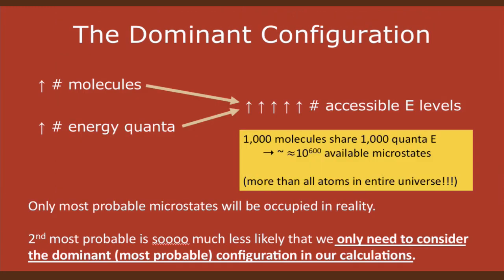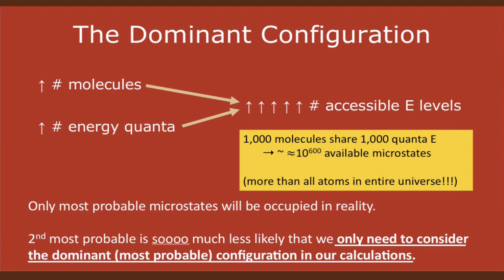In the previous picture, we were only really talking about 3 molecules and 3 quanta of energy, which isn't even realistic. Nothing in nature would be that small. So let's just consider if we had 1,000 molecules, and that's really not very many molecules when you think about it, when a mole of molecules is 10 to the 23rd. And we're going to say these 1,000 molecules are sharing 1,000 quanta of energy. The number of microstates that would be available for these molecules would be 10 to the 600.